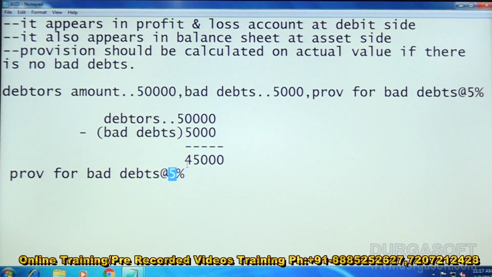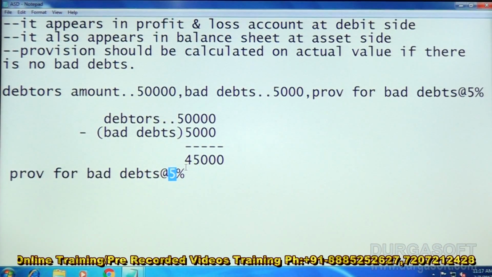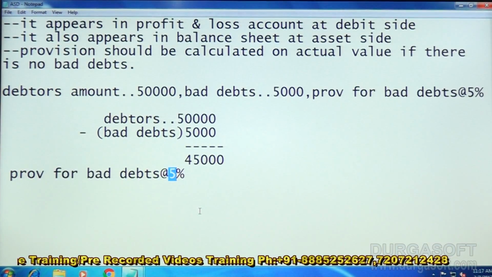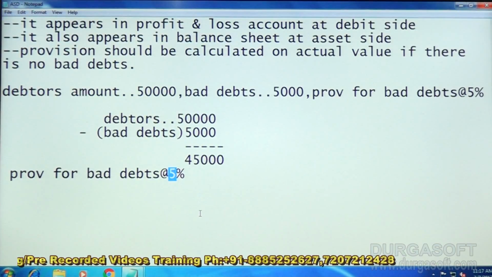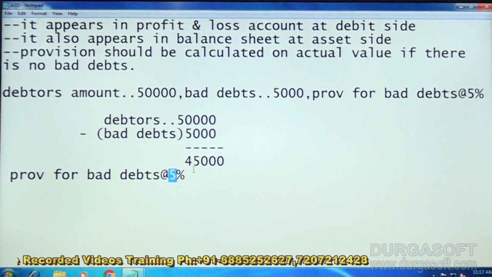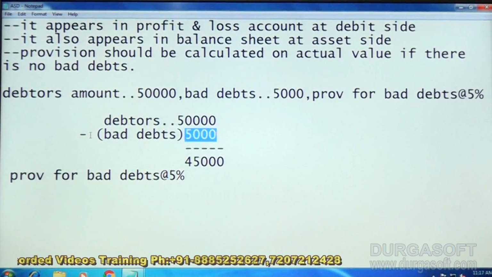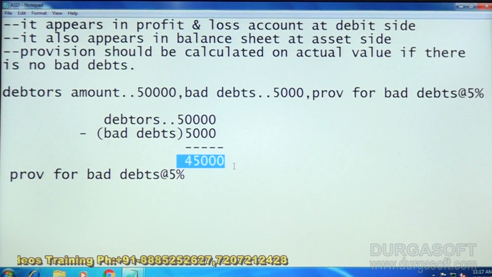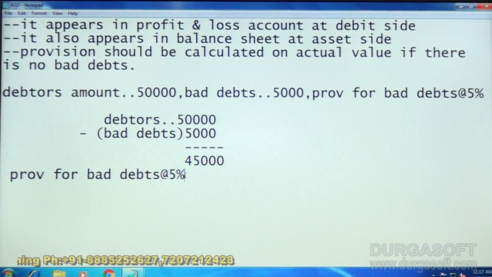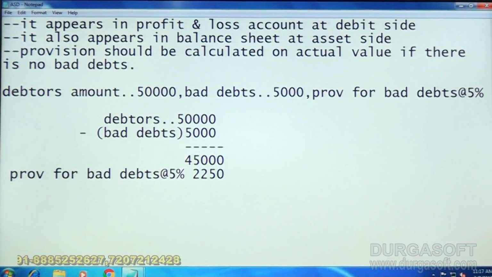Bad debts. If there are no bad debts, how do we calculate the provision for bad debts? To calculate it, first we need to deduct the 5,000 bad debts from the debtors' 50,000. The remaining is 45,000, and on 45,000 we need to calculate the 5%. If you calculate the 5%, we will get 2,250 rupees. So this is the total we need to deduct from 45,000.